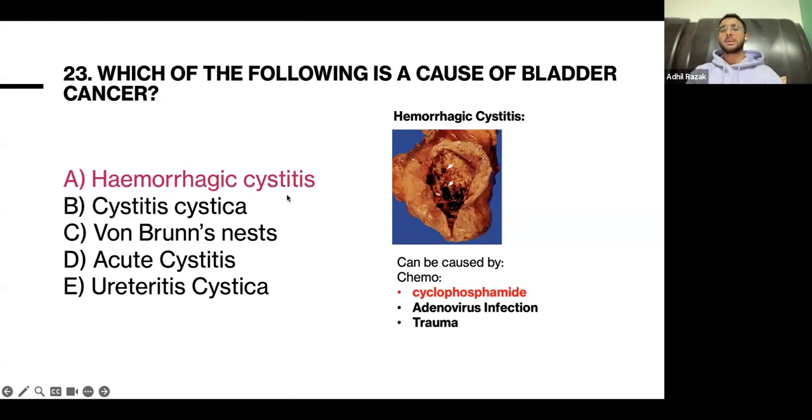So hemorrhagic cystitis actually increases the risk for bladder cancer, and hemorrhagic cystitis could also be caused by adenovirus infections, and it could also be caused by trauma. Trauma to the bladder can cause infection and hemorrhagic cystitis. That's also possible, but the most characteristic, when you hear hemorrhagic cystitis, you think of cyclophosphamide, and it predisposes to bladder cancer.